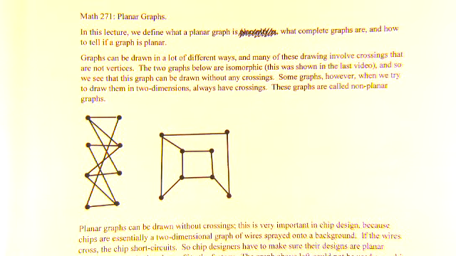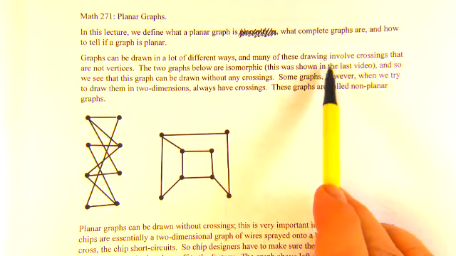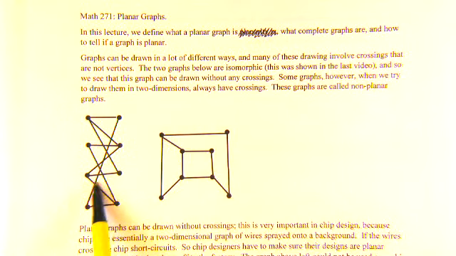And so as we said, graphs can be drawn in a lot of different ways, and some of them involve crossings that are not vertices, right? Like these two, we know these are the same graph, just drawn different ways. This highlights the fact that it's bipartite. This highlights the fact that you can draw it without any crossings.